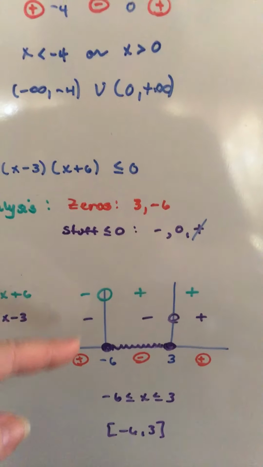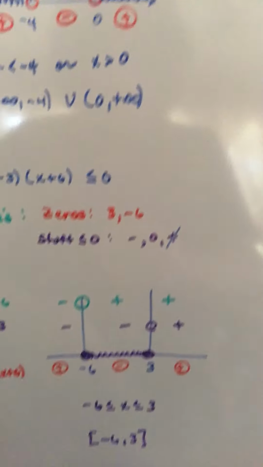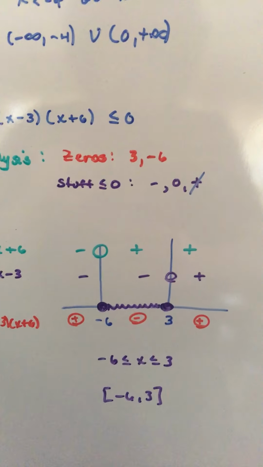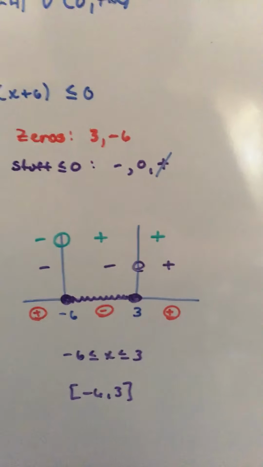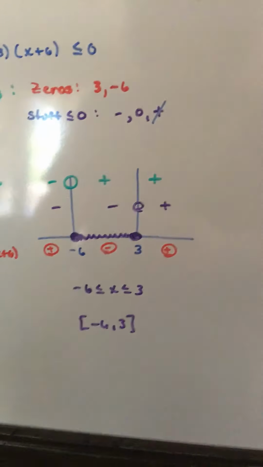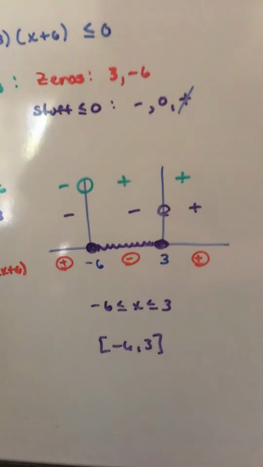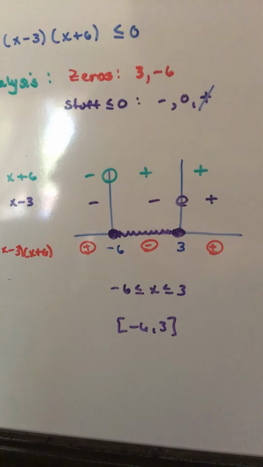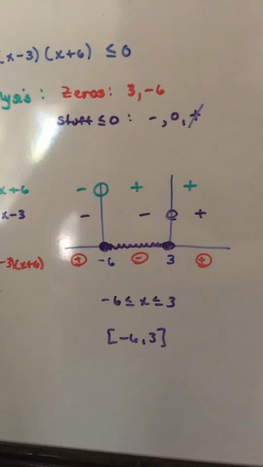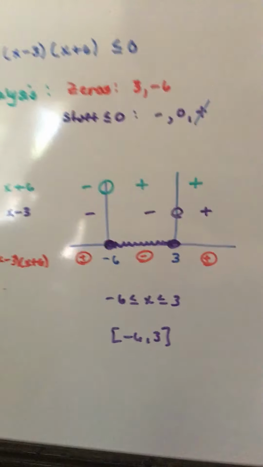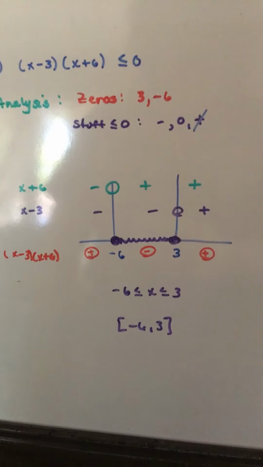The product is positive, negative, positive. I am looking for negative and 0, so I filled in the zeros and I shaded where it's negative. I don't see any arrows, so it's a conjunction and a squeeze play. And negative 6 is less than or equal to x is less than or equal to 3, or using the square bracket notation for the closed endpoints.